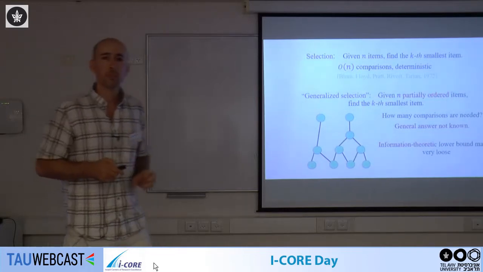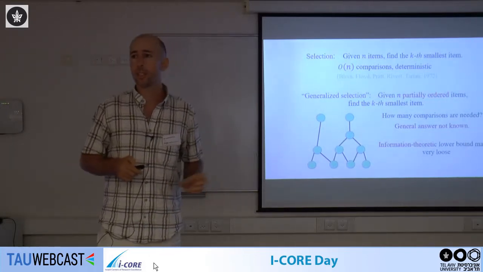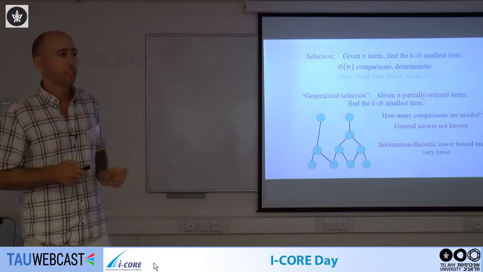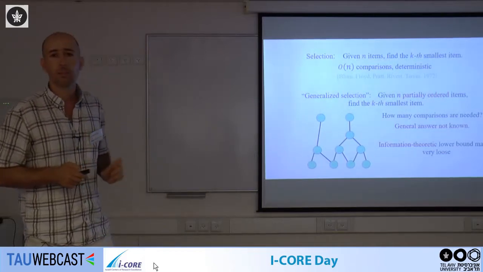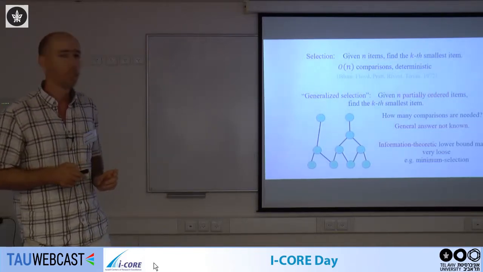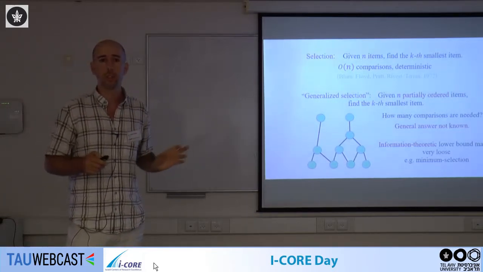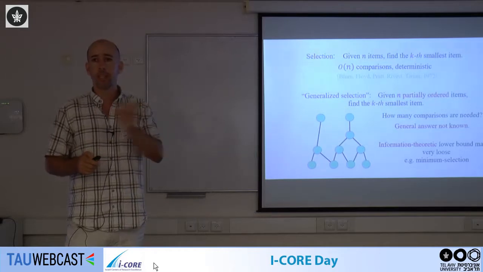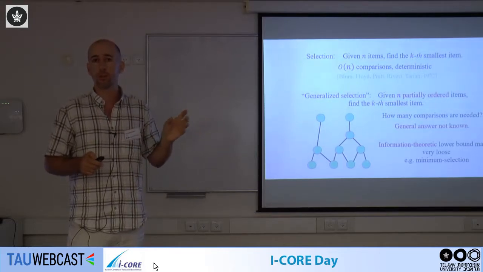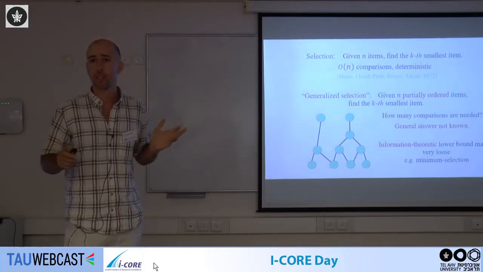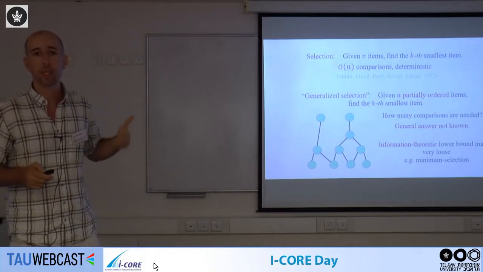The reason it's different for selection and sorting is that for selection, information theory doesn't give us very good lower bounds. The easiest example is finding the minimum. Information theory just says that the minimum can be in n possible places, so you need at least log n comparisons. But we know that you actually need n minus 1.